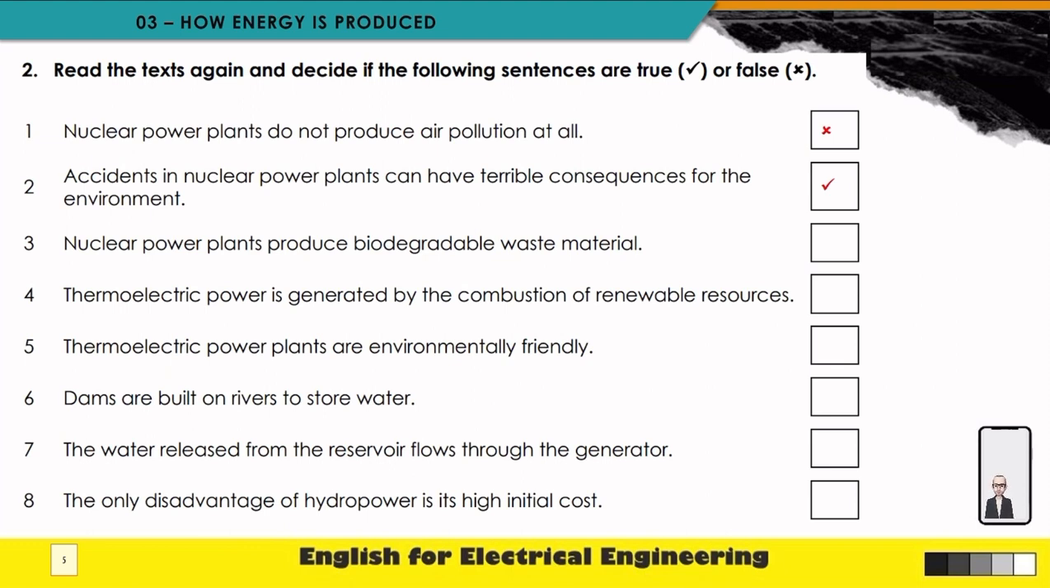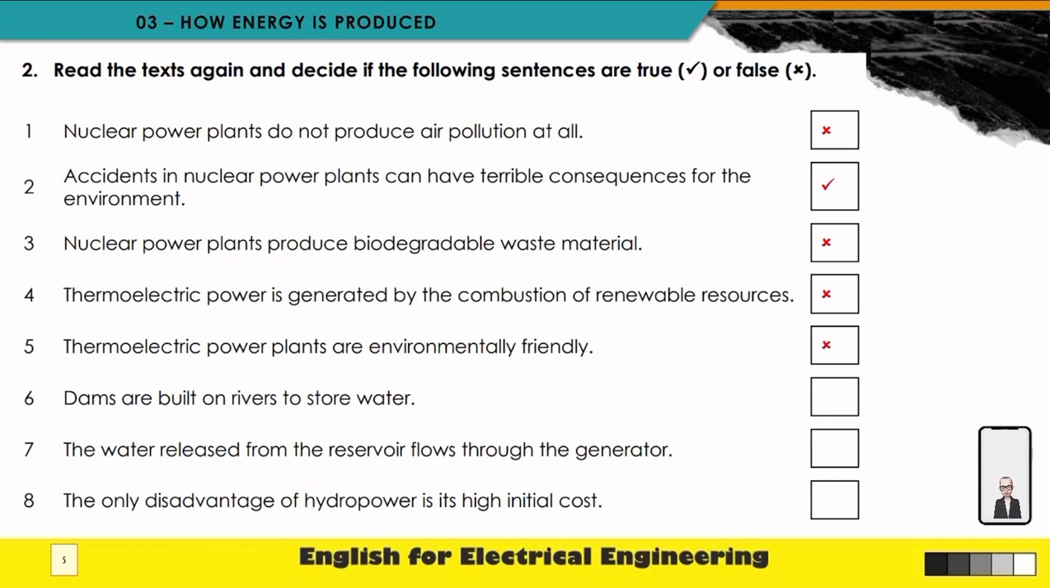Biodegradable, that means that it can be broken down in nature on its own. Biodegradable, it degrades. Right, so this one is of course false, because one of the big issues of nuclear power plants is that the waste material will stay radioactive for centuries. So for hundreds of years, the waste material will be radioactive. Number 4, thermoelectric power is generated by the combustion of renewable resources. This again is false. And number 5, thermoelectric power plants are environmentally friendly.